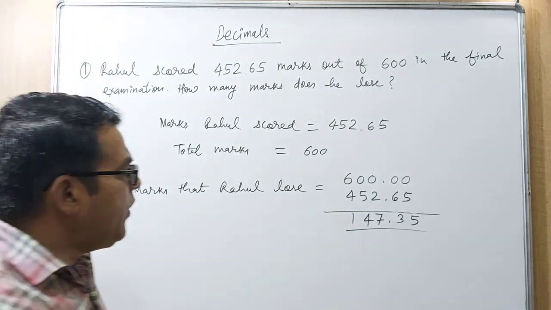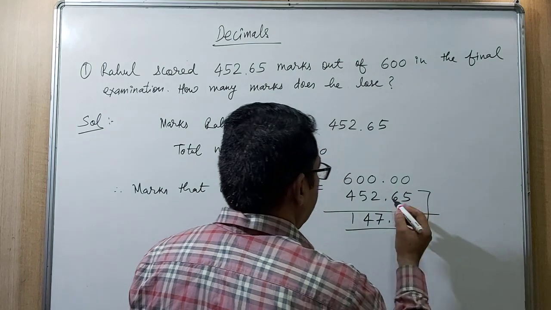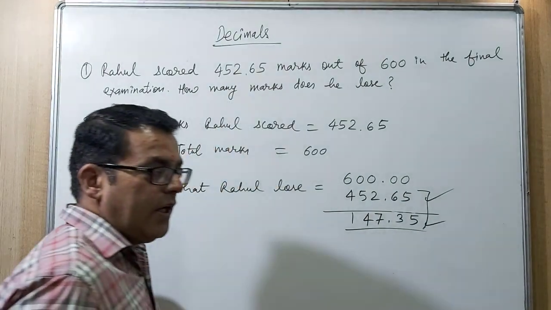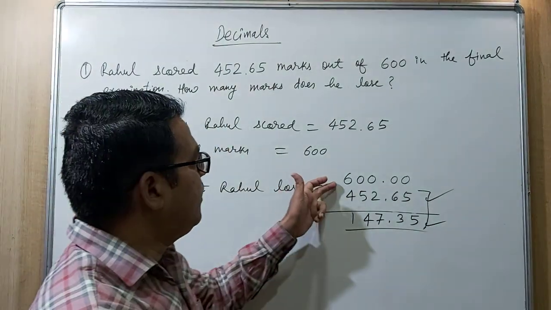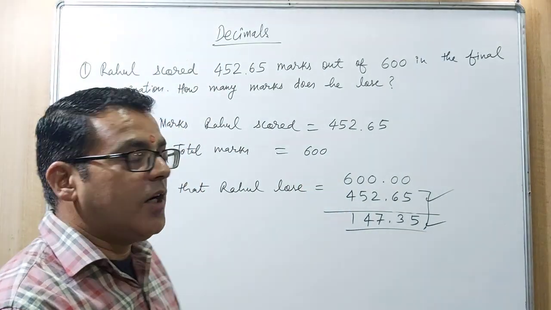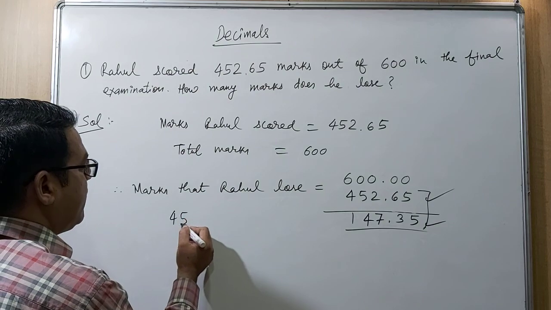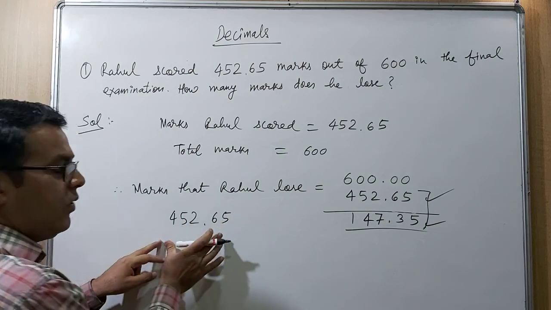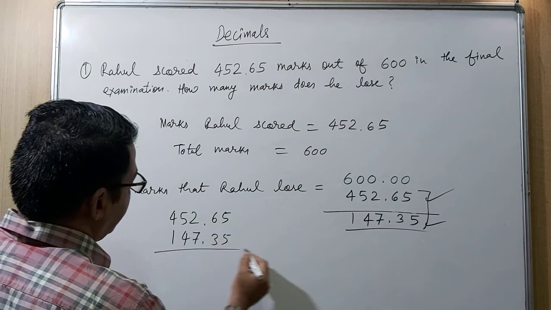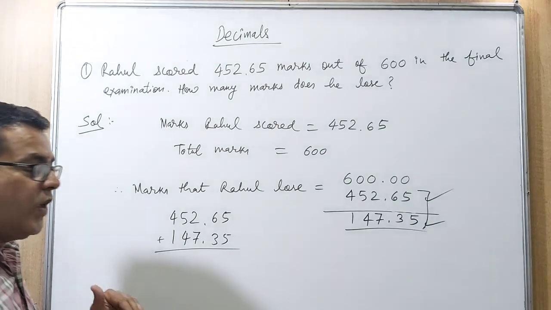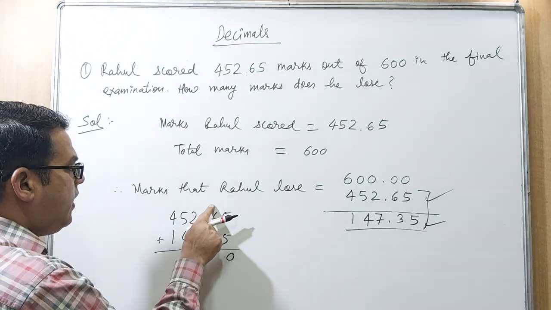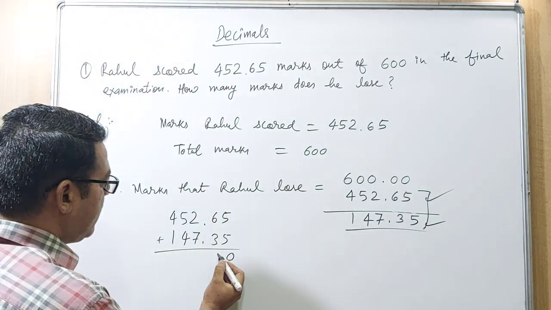It means if we add these two, the marks that Rahul got in examination and the marks that he lose, the sum of the marks, you can see it will be 600. This is the way how we can check our subtraction. So let's add here both the marks that Rahul get and that Rahul lose. If we add both the marks, so what we get? See, let's check. 5 and 5, 10. 0 carries 1. So 6 and 1, 7. 7 and 3, again 10.